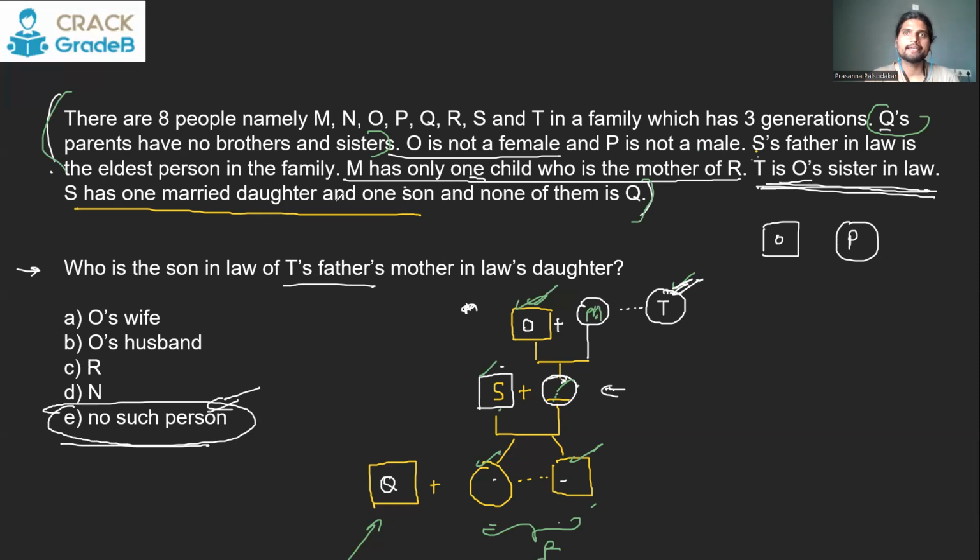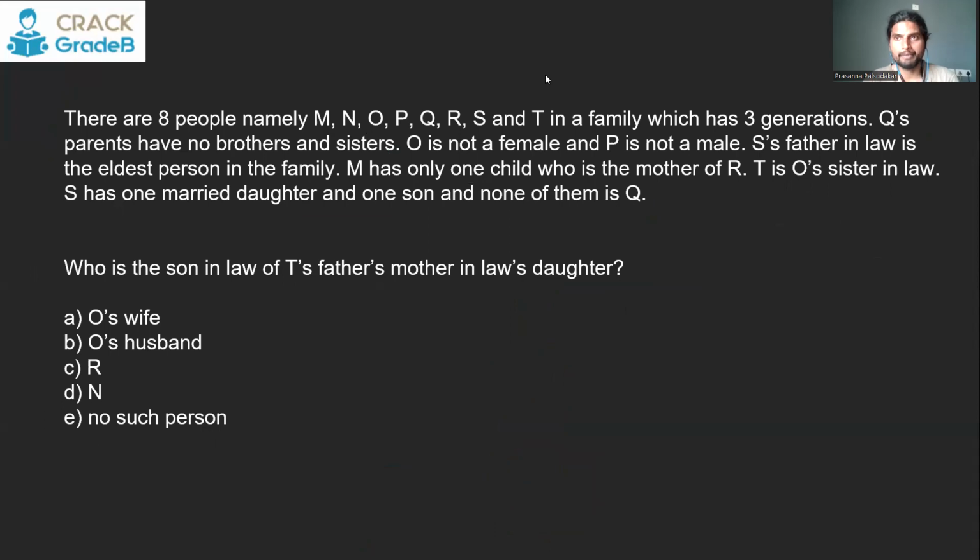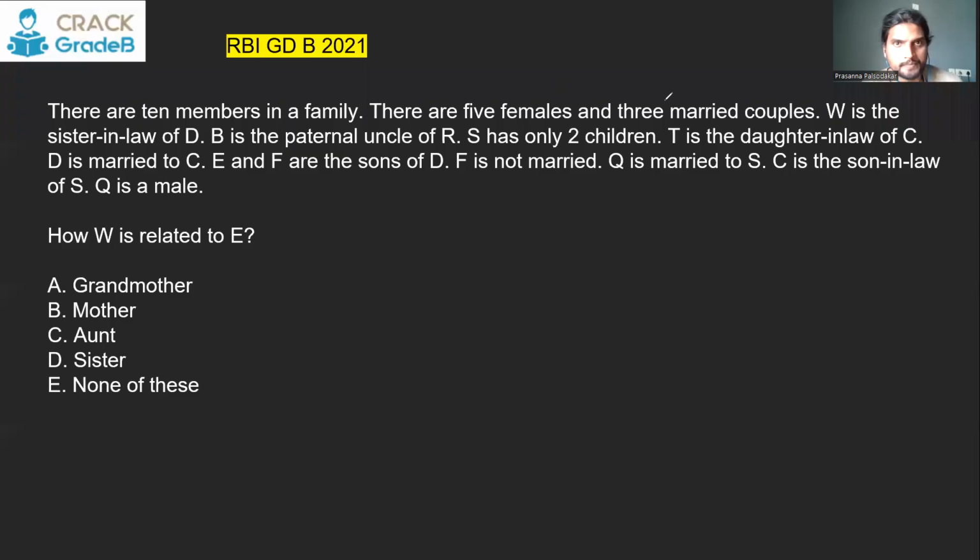Right? Let's see one of the questions that they have asked in these exams. RBI Grade B. Okay, so this is the question that they asked in RBI Grade B 2021. There are 10 members in a family. There are 5 females and 3 married couples. W is the sister-in-law of D. P is the paternal uncle of R. S has only 2 children. T is the daughter-in-law of C. D is married to C. E and F are the sons of D. F is not married. Q is married to S. C is son-in-law of S. Q is male.